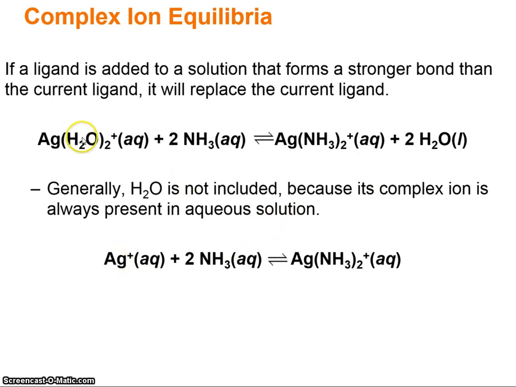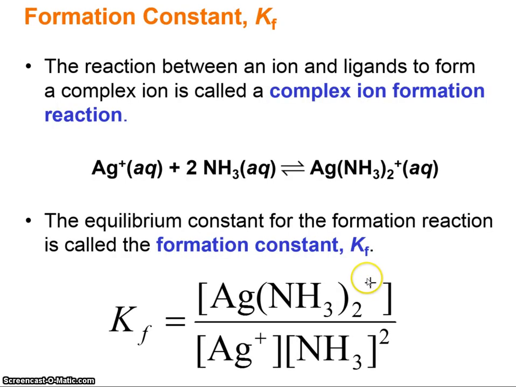So we'll just kind of leave the water part out and we'll say Ag plus 2NH3 gives us Ag(NH3)2 plus aqueous. And so this guy's going to all float around as one thing and with a plus charge. Right, so it's this plus charge from the Ag, and then the NH3 is neutral. The reaction between an ion and ligands to form a complex ion is called complex ion formation reaction. So this is a complex ion formation reaction, and we'll give it the equilibrium expression Kf.